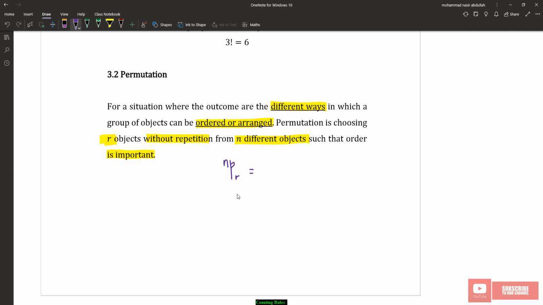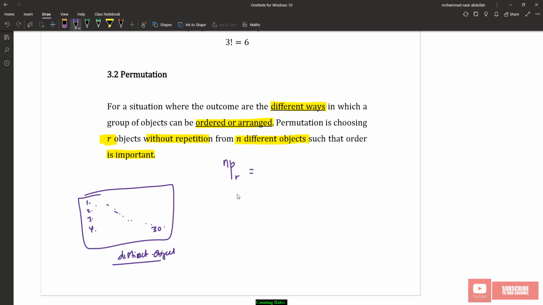nPr means that when you have a group of objects to choose from, let's say the number of students, from 1, 2, 3, 4 until 30, right? So here it says the number of outcomes are different ways in which a group of objects can be arranged or ordered, right? So it means that the objects here must be distinct objects. Must be unique objects, right?